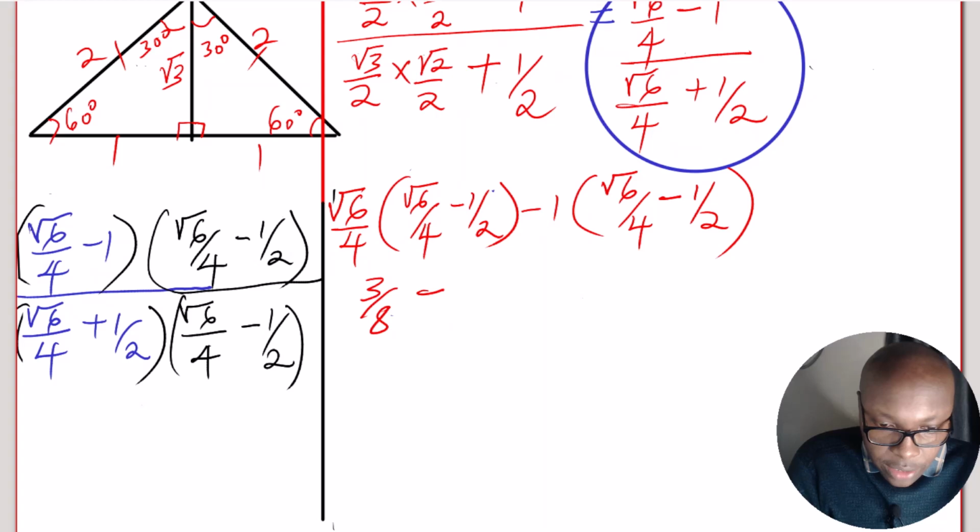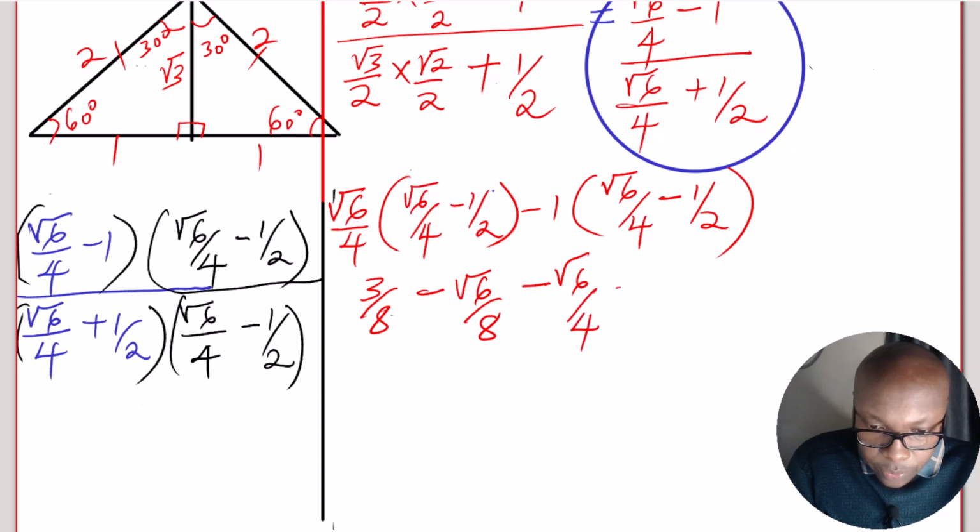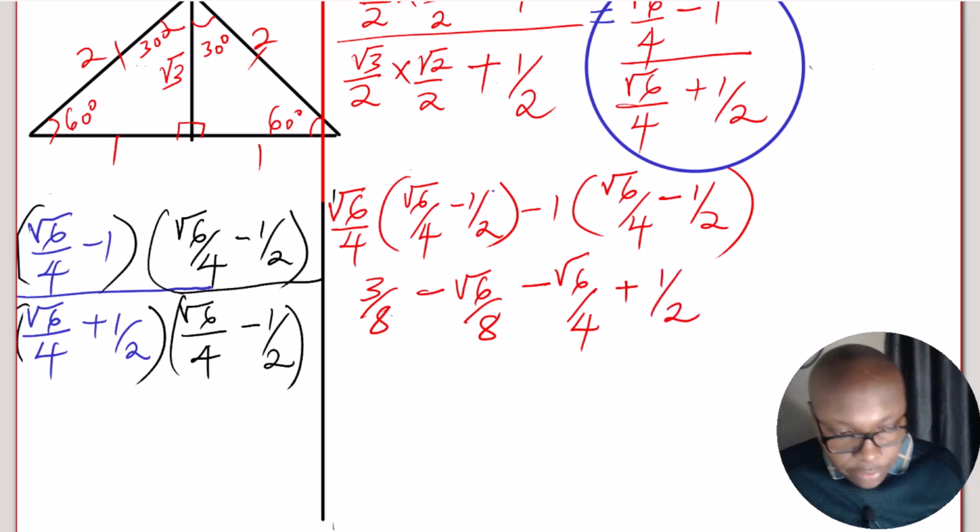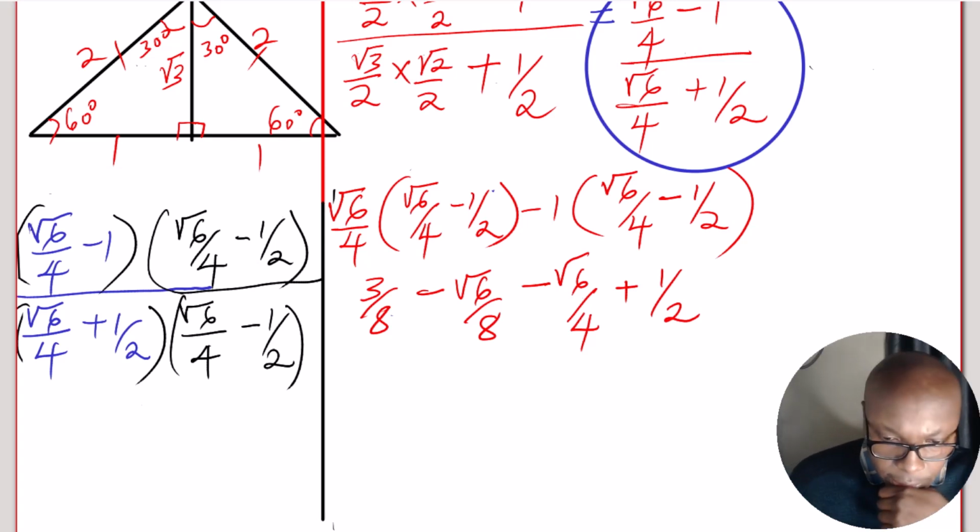Then subtract root of 6 divided by 4 multiplied by a half. That will give root of 6 divided by 8. Subtract, this is root of 6 divided by 4. Subtract, this will be positive because of negative and negative. This will have negative half, positive half. So we're doing that, like terms together.